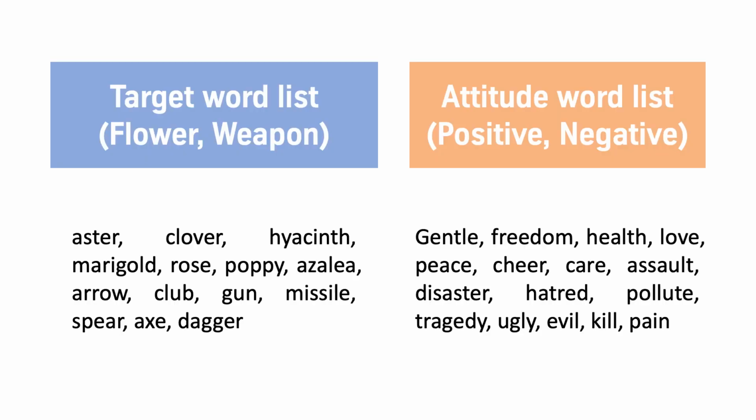We have to prepare a word list including different types of flowers and weapons as well as a list of positive and negative words. First of all, we want people to get familiar with the list by having them categorize the words. Participants sit in front of a computer with their hands placed on the keyboard. Words from the weapon and flower list are randomly popped on the screen. They have to decide if the word belongs to the flower or the weapon category.